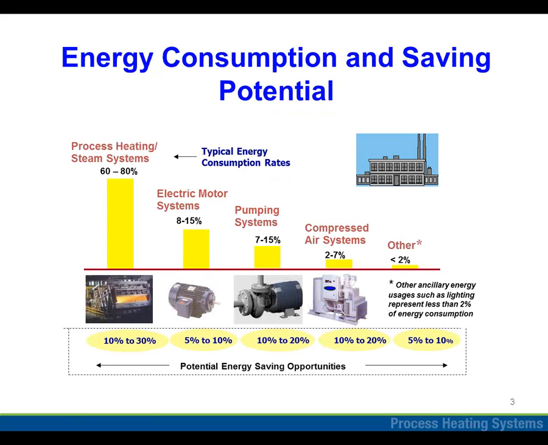And then the saving opportunities, as you can see at the bottom: 10 to 30% for furnaces, 5 to 10% for electric motors, 10 to 20% for pumping, 10 to 20% for compressed air, and 5 to 10% or so. The basic message here is that process heating is extremely expensive and it uses a lot of resources, and this is where most of the opportunities lie. Next slide, please.